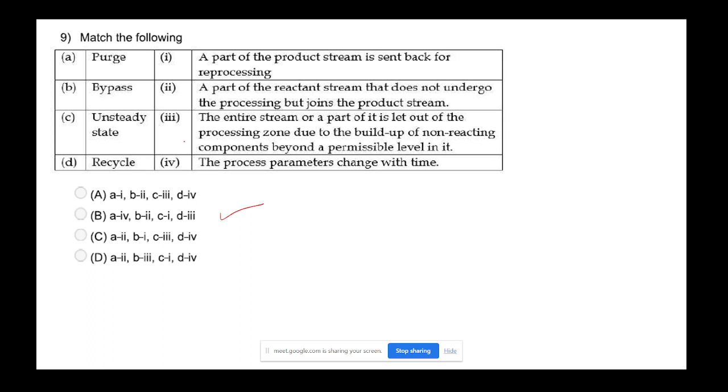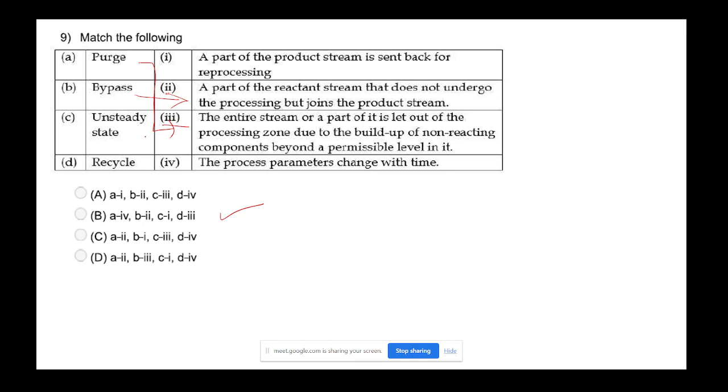So where is such an option? It is number 3: the entire stream or a part of the stream which is coming out of the processing zone due to the buildup of non-reacting components beyond the permissible limit. So purge stream is 3. Bypass is what? Certain part of the reactant that does not undergo any processing and joins the product stream. So it is shown in number 2.